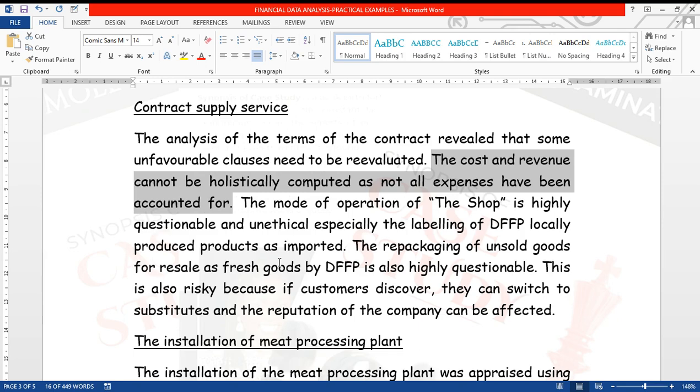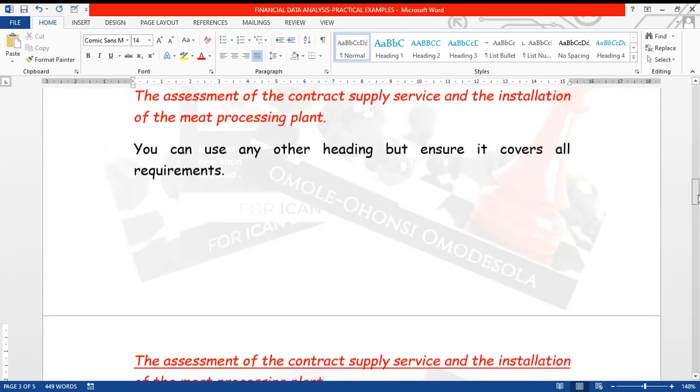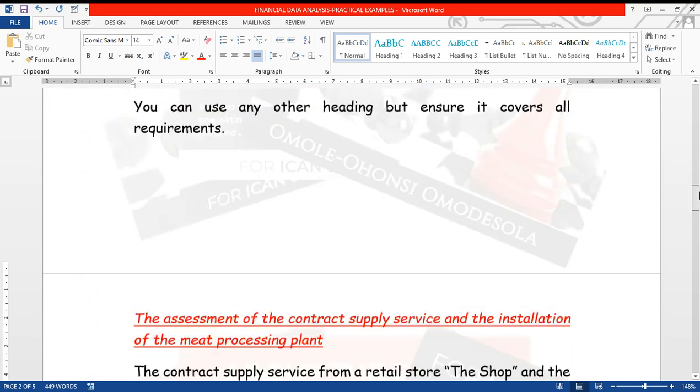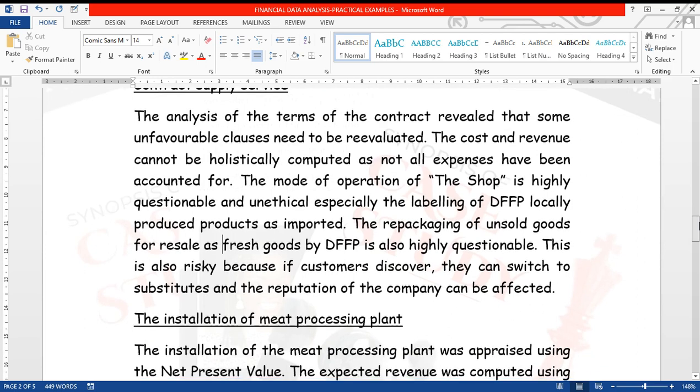The mode of operation of the shop is highly questionable and unethical. Remember, let's go back to the requirements. Let me show you something here. We're asked to discuss broader commercial and ethical considerations, as well as the risks that may be associated with accepting or venturing into this project. So you are supposed to discuss the commercial and ethical considerations and also the risks. Don't forget to do that as well.